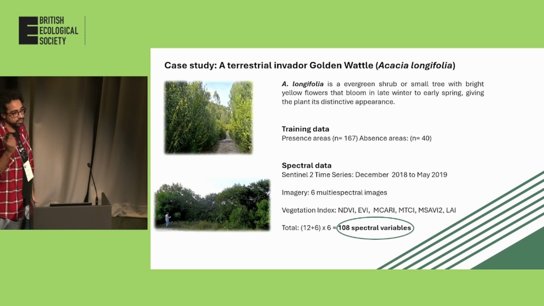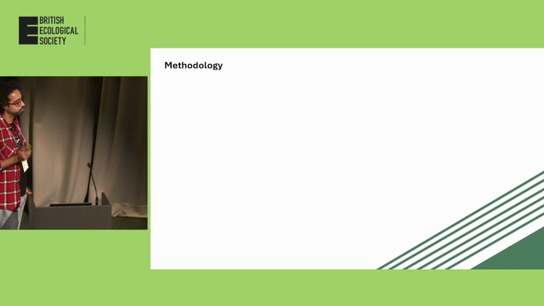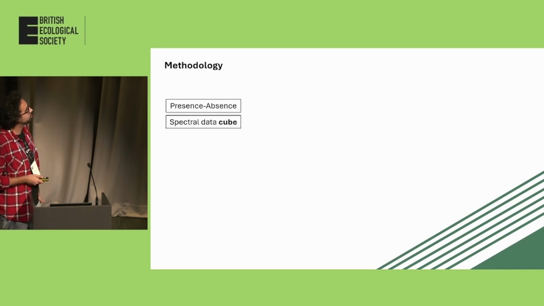Because it's winter, it's really cloudy, so we don't have many images. We calculate also some vegetation indices. We end up with 108 spectral variables. That's a lot of variables to include in the model, but we will reduce that, and I'll show you how. So we introduce the presence and absence data.